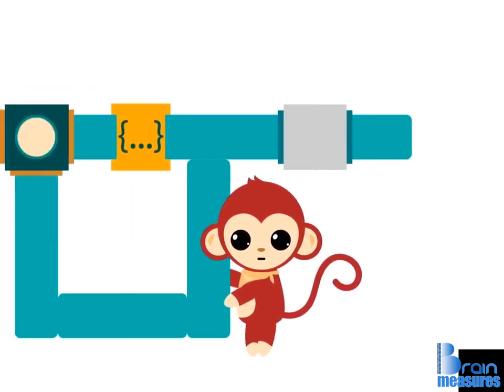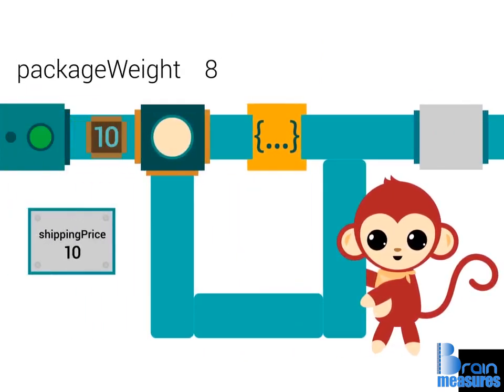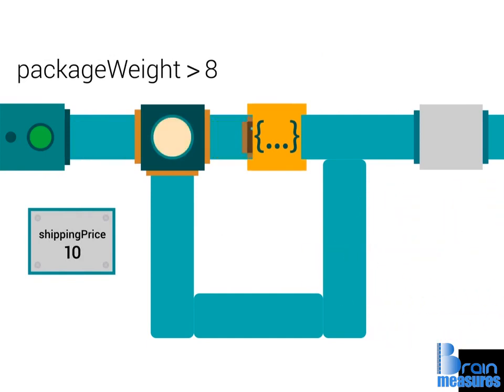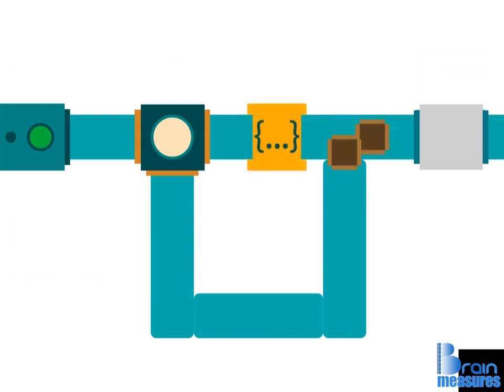Let's look at our example once again. If the package weight variable is greater than 8 kilograms, we will add $5 to the cost and display a message. Immediately after completing these two instructions, we will display a second message which will show the increased shipping price. On the other hand, if the package weight variable is less than 8 kilograms, the program will not execute any of the instructions in between the curly braces, but will still display the final shipping price of $10. Notice that in both cases, we displayed the final message.